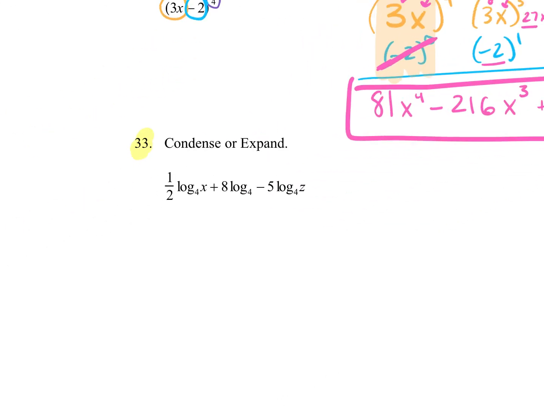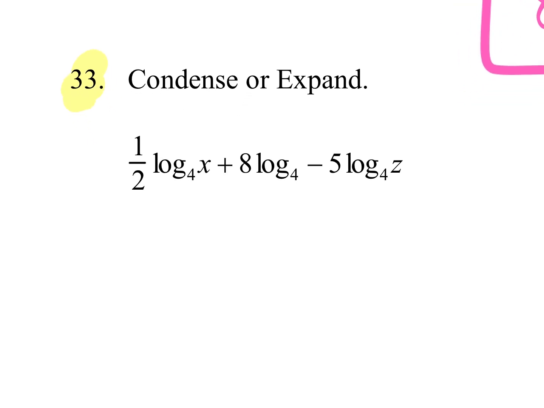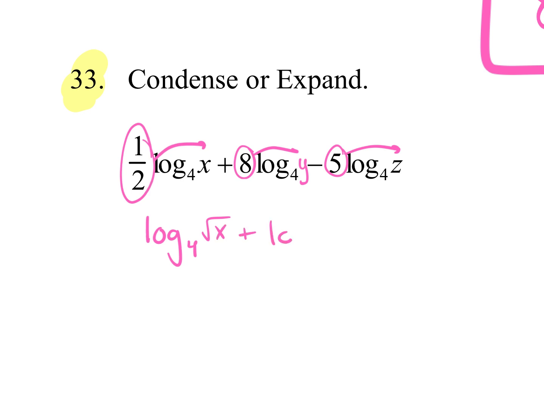All right, next we are expanding and condensing logs. So any coefficient that we have is going to go up as an exponent. Here we're missing a y on this middle log. It should be log base 4 of y. And then 5 is going to go up. So we have log base 4 of x. It'll either be written as x to the 1/2 power, or what's a different way that we can write the 1/2 power? Awesome, square root x plus log base 4 of y to the 8th power minus log base 4 of z to the 5th power.